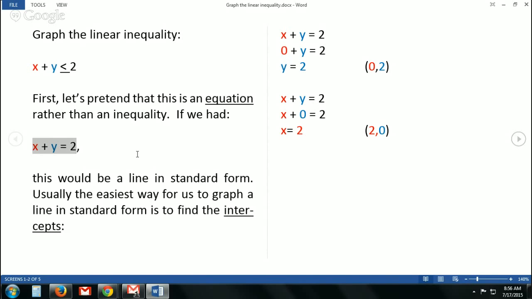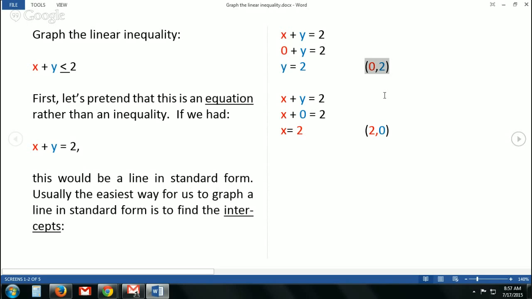Now, when we've got a line in standard form, usually the best way for us to try to graph it is to try to find the intercepts. So let's do that. Let's take 0 and put it in for all the x's in order to find the y-intercept. Then let's put 0 in for all the y's in order to find the x-intercept. Here, when I put 0 in for x, I'm left with 0 plus y equals 2, and so y equals 2. So our y-intercept, when x is 0, the y value is 2, and (0, 2) is our y-intercept.